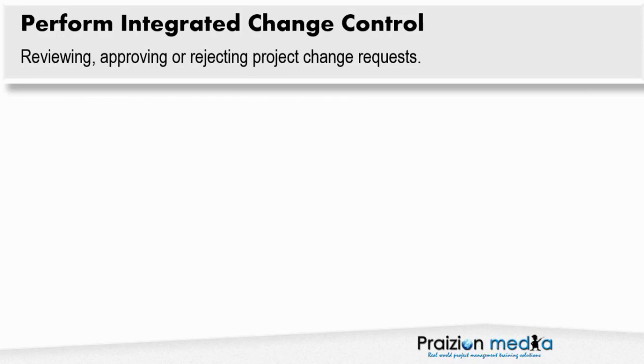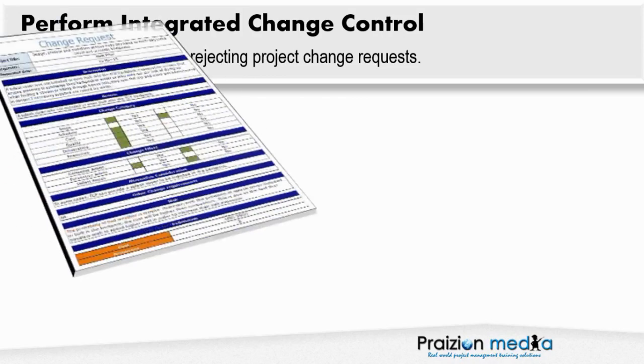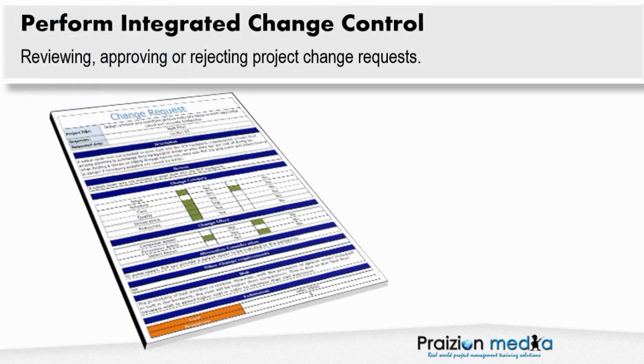Welcome back. Let's move on to another important process. It's called Perform Integrated Change Control. In this process, the project manager, along with the change control board, will be involved in reviewing, approving, or rejecting project change requests.